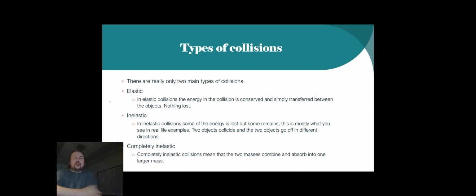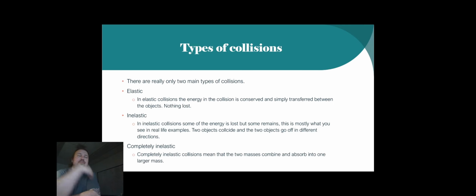So here there's really only two kinds of collisions that we could look at. There's three parts, but the other two are kind of connected. So the first type of collision that we'll be looking at is an elastic collision. In an elastic collision, the energy in the collision is completely conserved, and it's simply transferred between the objects.